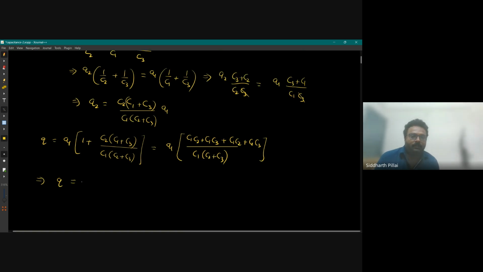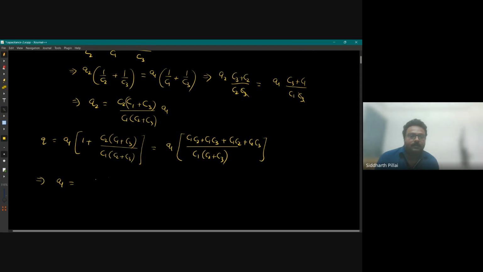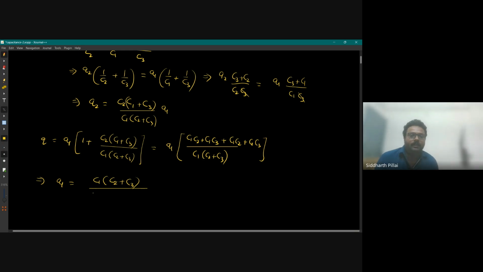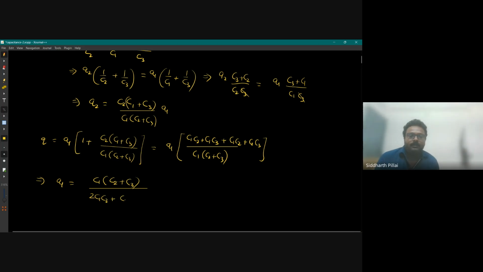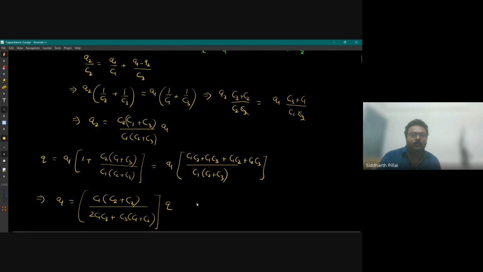So this gives me Q is equal to Q1 times this factor. Or let's try the other way around. I'll get Q1 equals to C1 into (C2 plus C3) divided by 2 C1 C2 plus C3 into (C1 plus C2), times Q. Correct? So I got Q1 now in terms of Q.